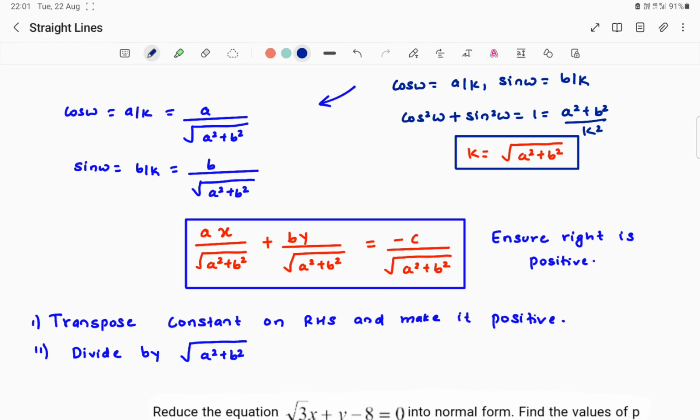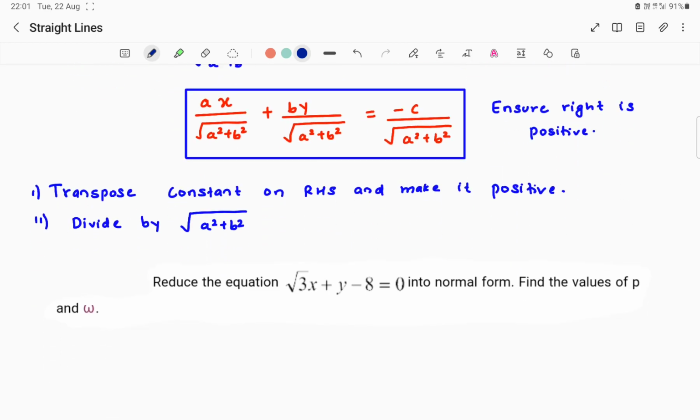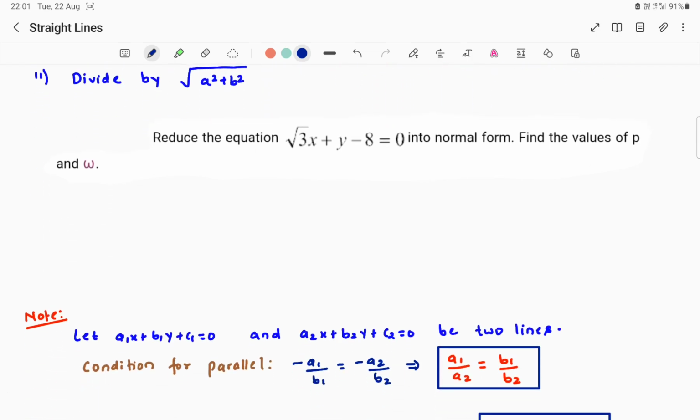And why are we doing this? Because in x cos omega plus y sin omega equal to p, that p is a positive number. And then divide by root under a square plus b square. So here is what I said, written. Transpose the constant on the right side, make it positive and divide by root under a square plus b square. Let's see a quick example. Suppose this is the question and we want to reduce it into normal form. So pause the video, write the answer and then verify.